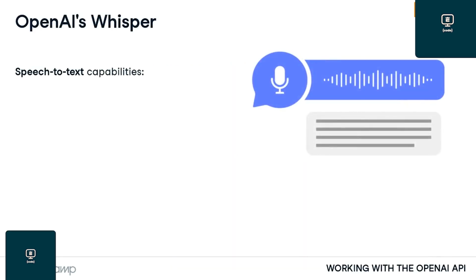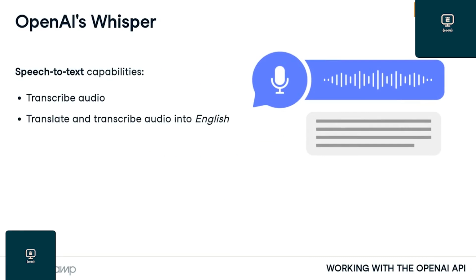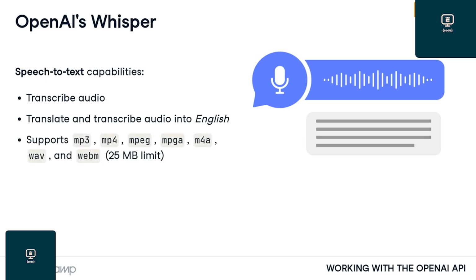OpenAI's Whisper model has speech-to-text capabilities that can be used to create audio transcripts or translate audio from one language into an English transcript. The model supports many of the most common audio file formats, but does place a limit on the size of the audio file. Whisper has potential applications in automating business meeting transcripts and in accessibility features like caption generation.